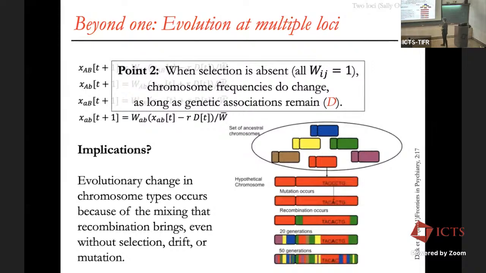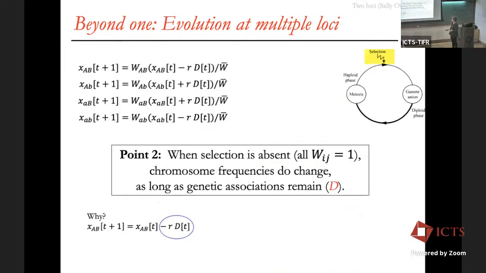So evolutionary change in allele frequencies is not expected due to recombination, but evolutionary change in chromosome types is expected because of the mixing that recombination brings, even without selection, drift or mutation. And so in this example, if there's no further mutation or anything else going on, when the mutation first appeared, it was associated with all the red alleles, throughout the whole genome. But over time, recombination will act, and it will break apart all of those genetic associations and mix them up. And that's this process. And the amount of that mixing is at rate r.